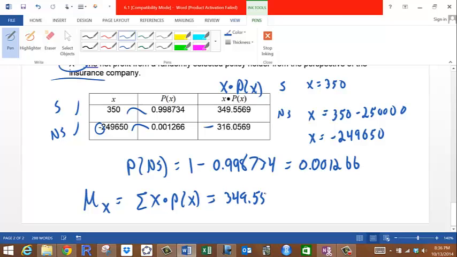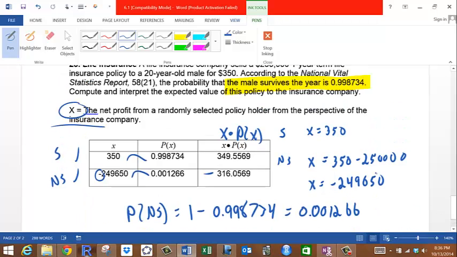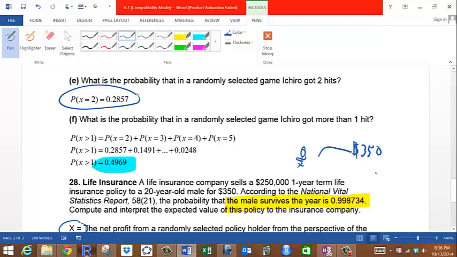349.5569 minus 316.0569. And we get roughly, what is that, $33.50. Yeah, $33.50.